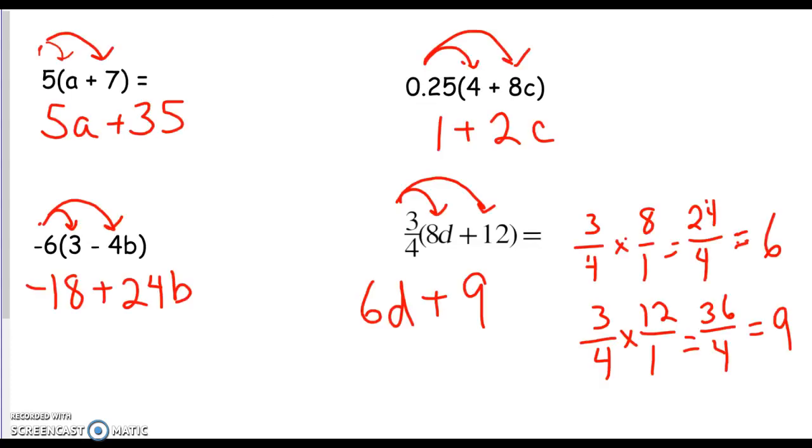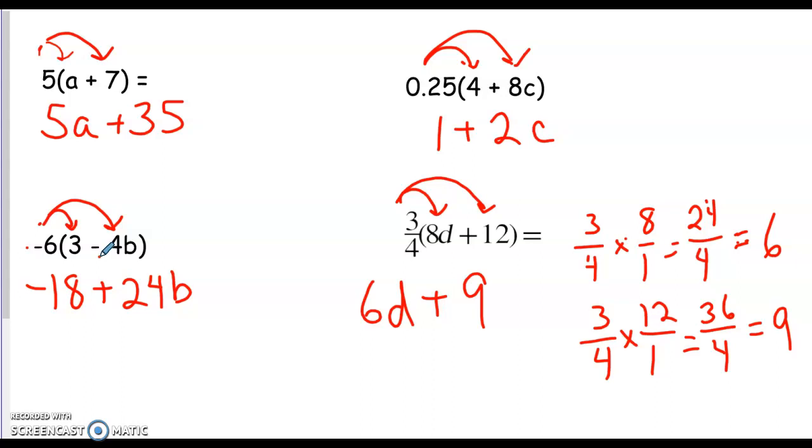Okay, here we go. 5 times (a plus 7) gives me 5a plus 35. Again, I use those arrows to remind me to multiply by both terms inside the parentheses. Negative 6 times 3 is negative 18. And again, we have a negative times a negative, which gives me a plus 24b. My decimal, 0.25 times 4 is 1, and 0.25 times 8 is 2.